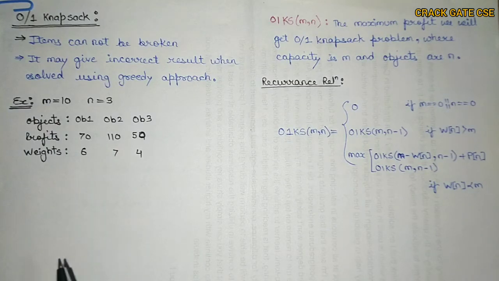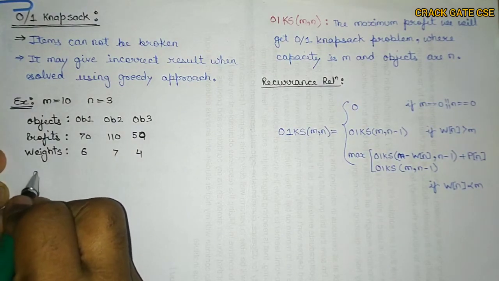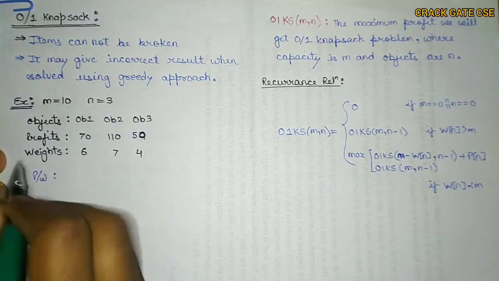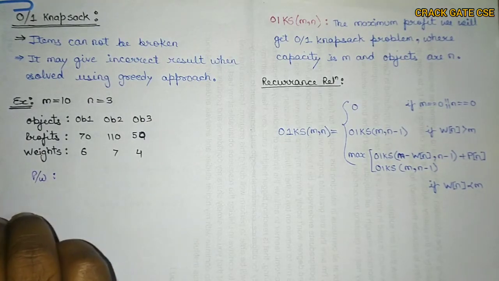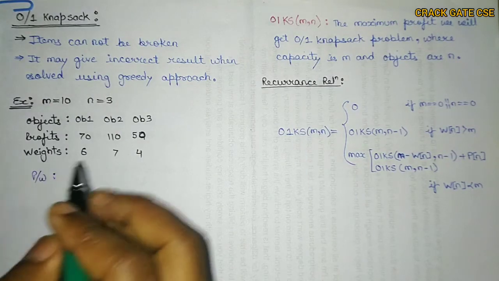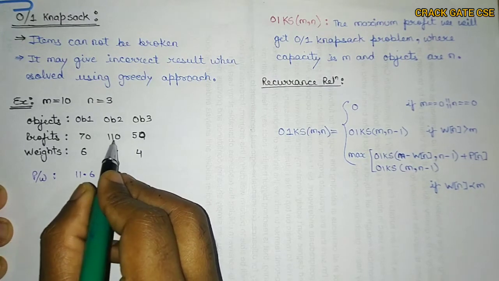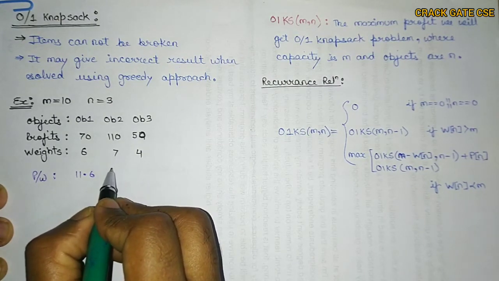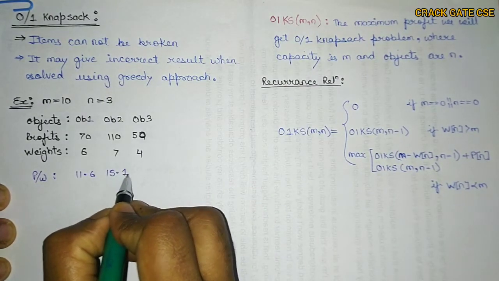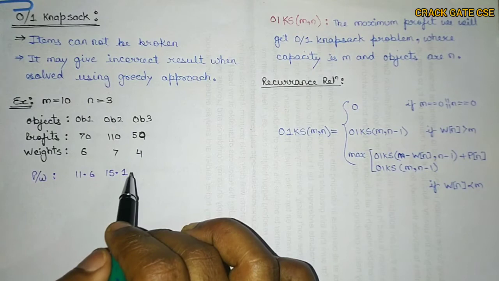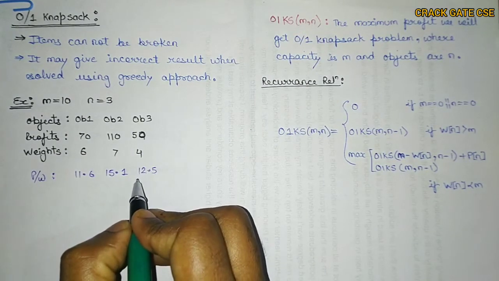If I try to solve it using the greedy approach, what should I do? First of all, I need to find the profit upon weight for all these three. If I find the profit by weight ratio for object 1, it will be 11.6. For object 2, 110 divided by 7 will be 15.1, I think. And for object 3, 50 by 4 will be 12.5. So first of all, we need to find these.